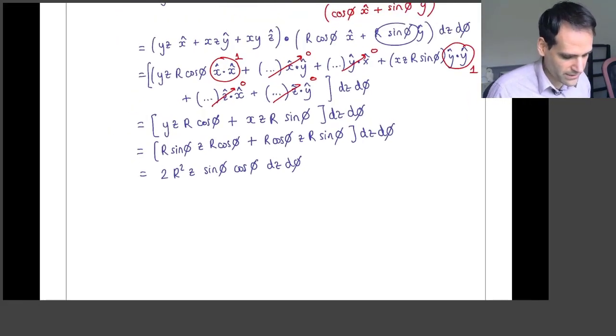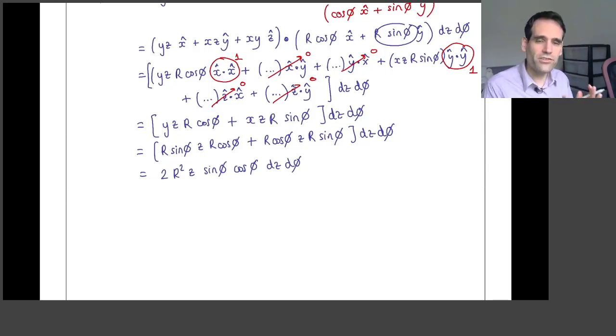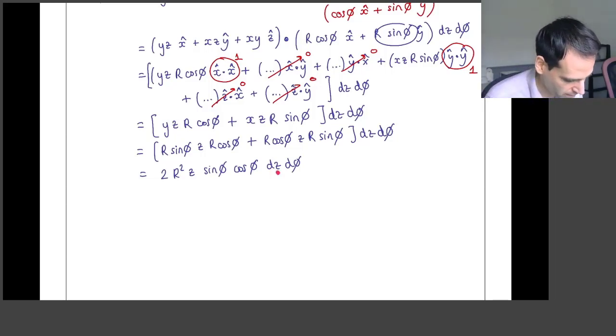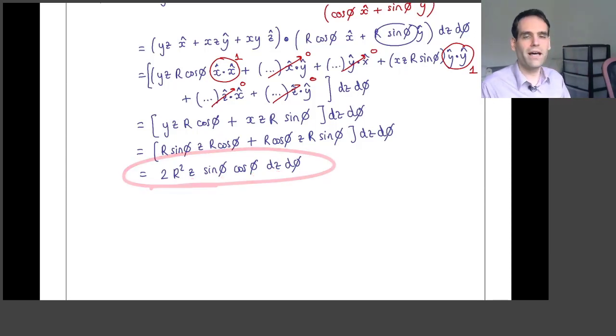Very good. Now, is this ready to integrate? Does it only have constants and the two parameters? Yes, the two parameters are z and phi, and we have them here. And then we only have r, which is a constant. So this is now ready to do the double integration.